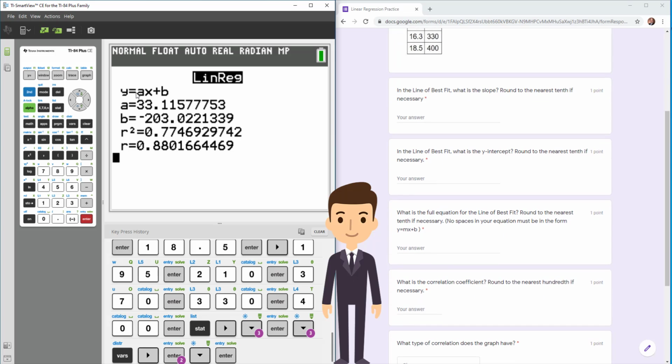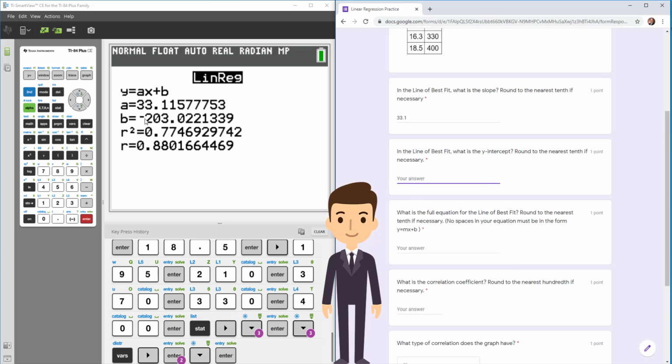So once again, y is equal to ax plus b. This a is my slope, right? It's the one attached to the x. So a is 33.115. They want us to round to the nearest tenth. So remember, this is your tenths place, your hundredths place. So they want me to round to this place here. So I go to this place. I look to the right. Number is not 5. It's less than 5, so this number is going to stay the same. So this is 33.1, right?